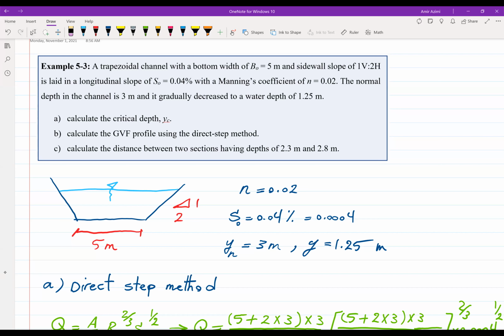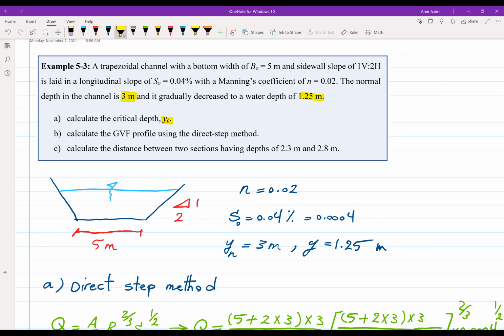And then with the slope, Manning's coefficient, and the dimension of the channel, we would be able to use Manning's equation to calculate discharge. And once we get discharge, we can calculate critical depth. And the water level gradually decreases to a water depth of 1.25 meter.